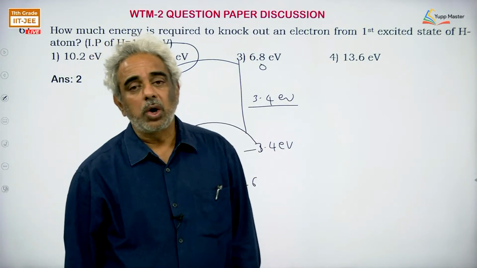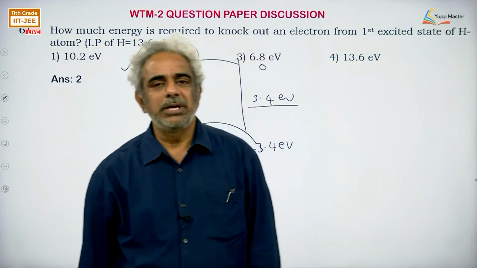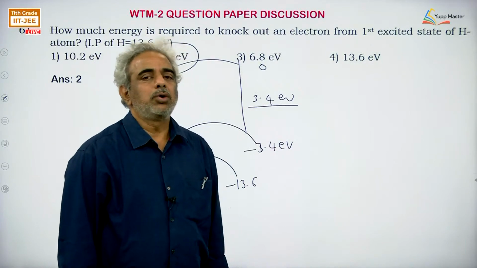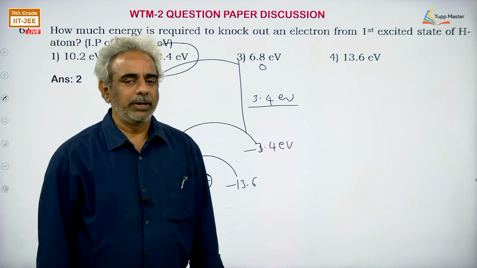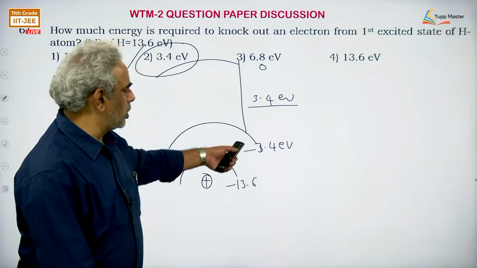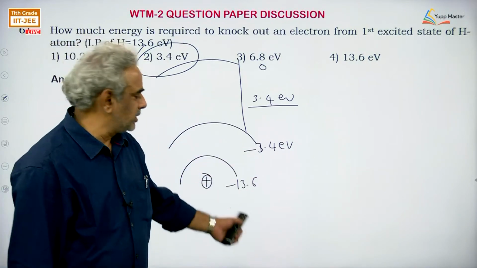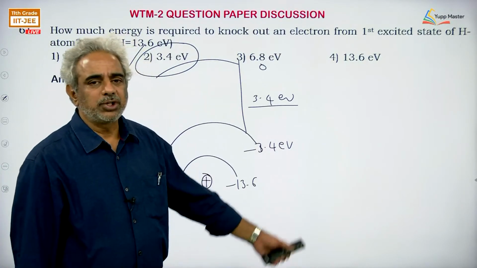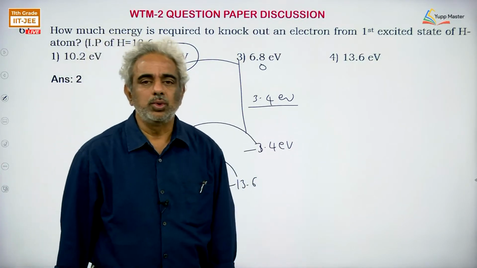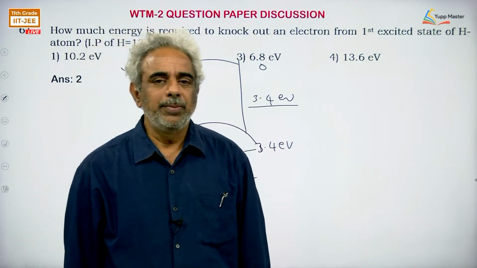Energy required to knock out an electron always means just make the energy 0. How to make the energy 0? There will be a negative energy, give the positive value for that. Suppose how to knock out an electron from the first excited state in helium plus. So obviously Z square, 3.6 into 2 square, that much energy would be required.